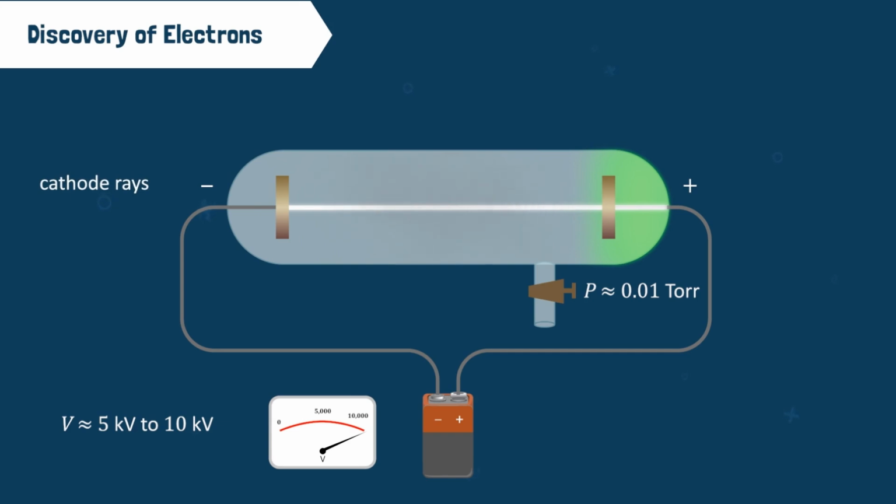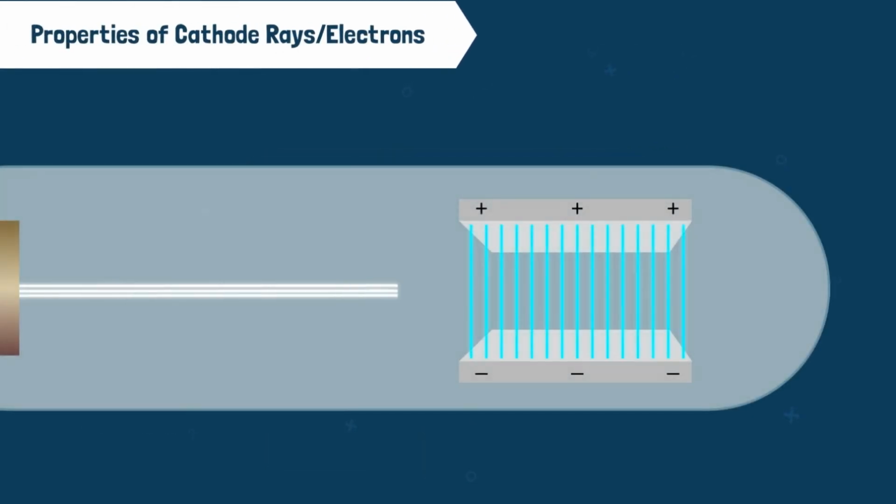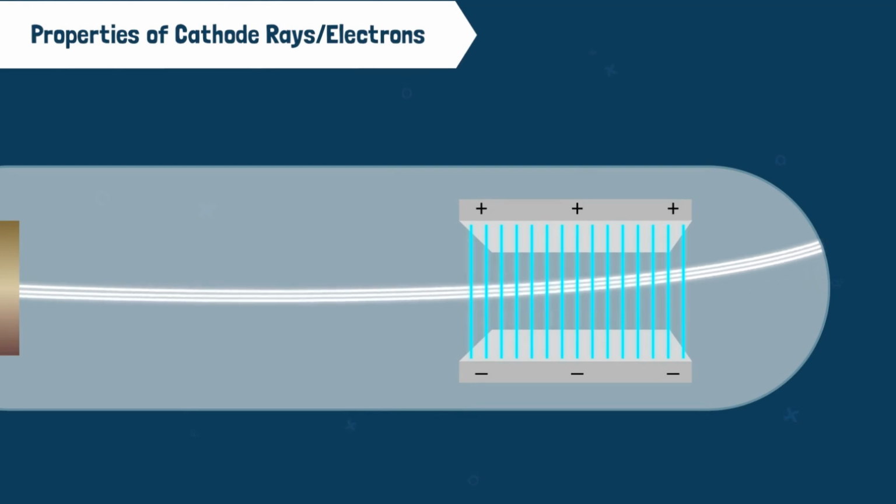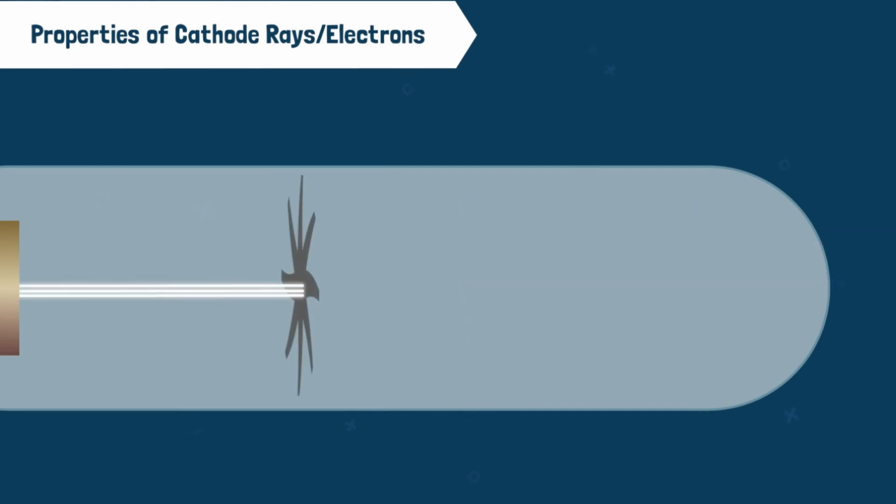In the presence of an electric field, these rays deflected towards the positive plate. This showed that they were negatively charged. If an opaque object was placed in their path, the object cast a shadow opposite to the cathode. This showed that they traveled in straight lines perpendicular to the surface of the cathode.